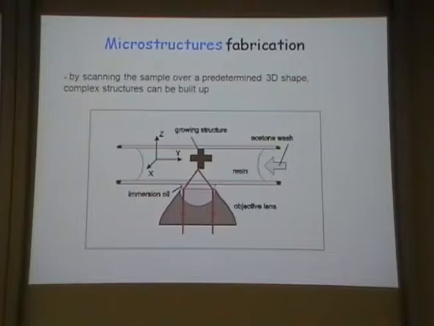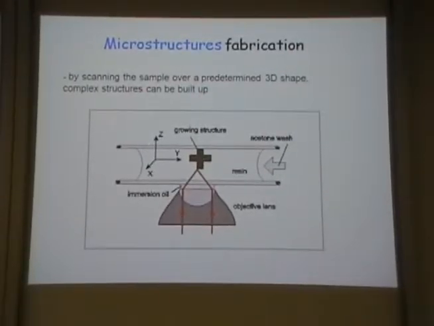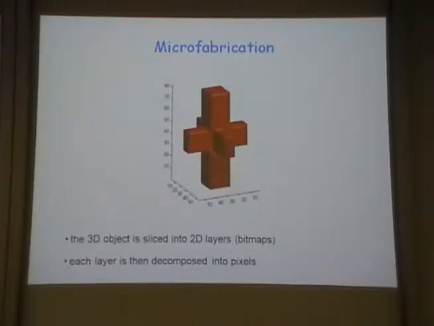Okay, so when you have done your structure, you can step and make another structure. But if you're satisfied with one, since this is a pretty slow process, then you can wash the resin out, and you are left with your polymerized sample of some sort. So this is one example of a microfabricated cross.